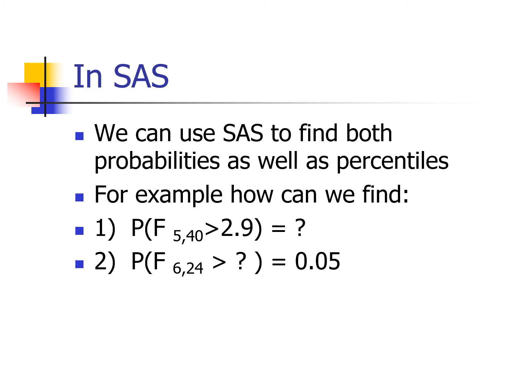We could find probabilities as well as percentiles. So that first question is trying to find a probability. What's the probability of an F distribution with 5 and 40 degrees of freedom being more than 2.9? That would be like finding the p-value for a test statistic that's 2.9, if that distribution had those degrees of freedom. So step one is essentially finding the p-value.